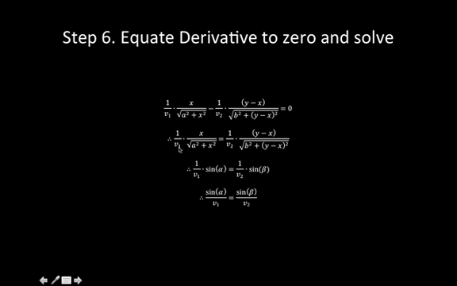So this is 1 over v1 times x over L1. X over L1 is sine alpha. Same thing here: y minus x over the square root of b squared plus (y minus x) squared, which is sine beta. So 1 over v1 times sine alpha equals 1 over v2 times sine beta. Multiply in: sine alpha over v1 equals sine beta over v2. This is Snell's law, and we've just proven it using calculus.